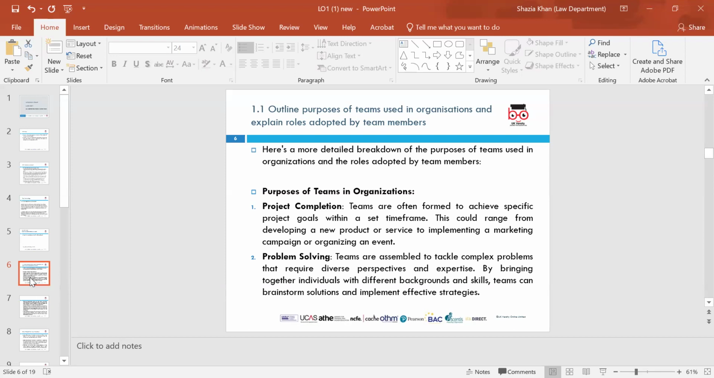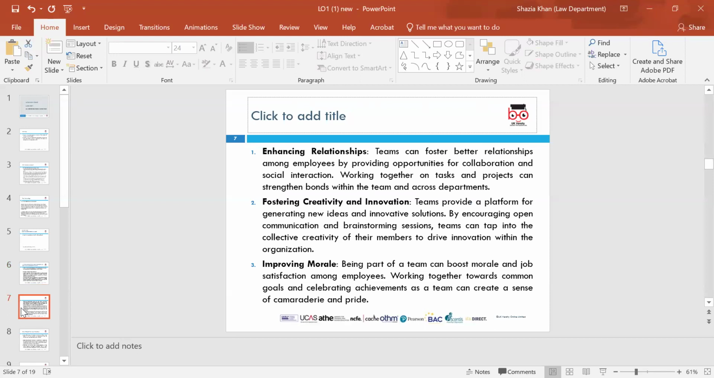Again, another one is problem solving. Teams are assembled to tackle complex problems that require people with diverse and different expertise. By bringing individuals together, you're able to brainstorm, like we said, and come up with different solutions. Enhancing relationships. So teams can foster better relationships among employees by providing opportunities for collaboration. Do you think more organizations should provide any sort of opportunities for collaboration and social interaction for employees?